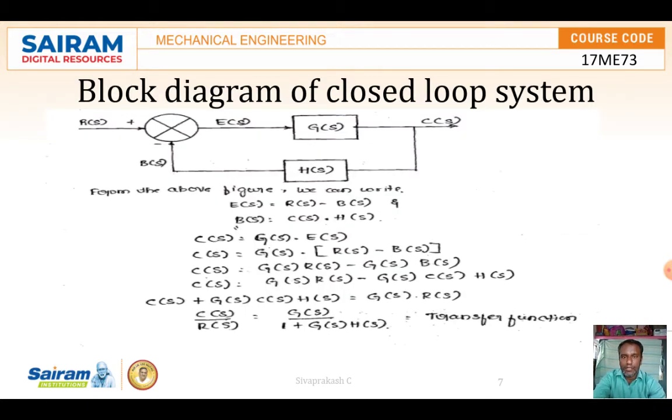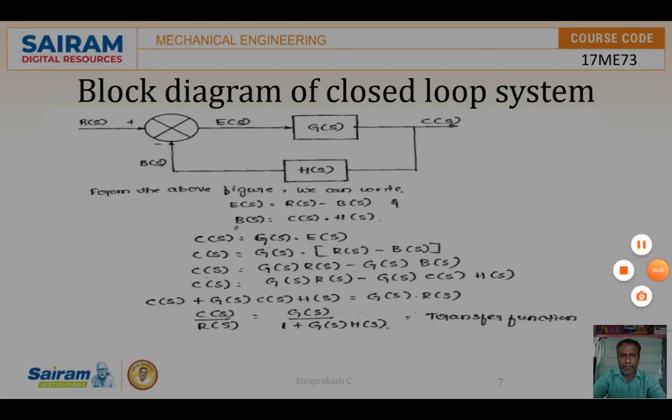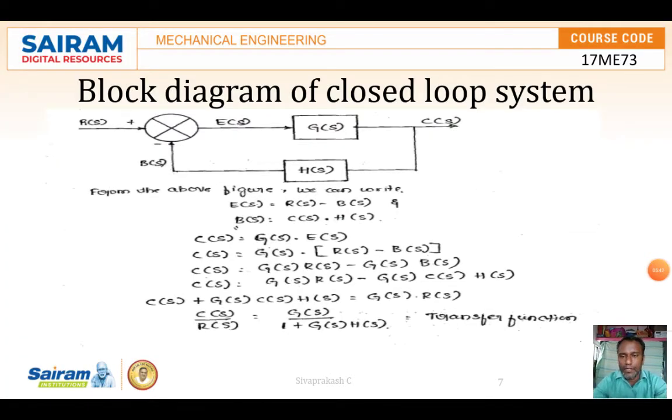Then comes the block diagram of the closed loop system. In the block diagram of the closed loop system, there is one point we have to remember. Wherever the feedback path is given, the final formula is written as C of S by R of S is equal to G of S divided by 1 plus or minus G of S into H of S. This is the value you have to remember. How these values come, we will take in terms of this derivation.